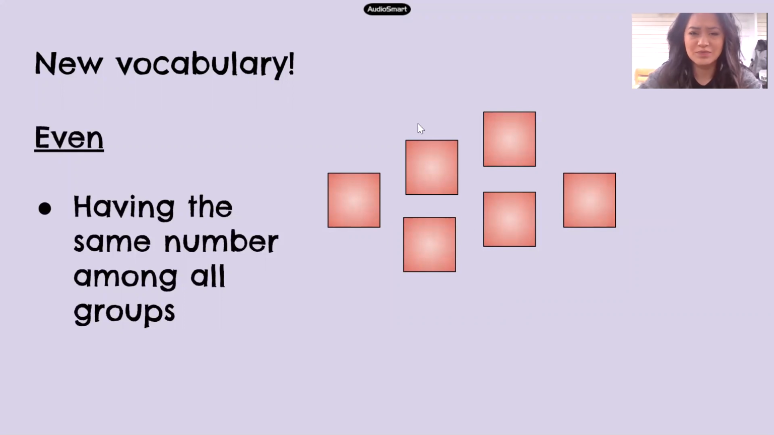All right, so in this little picture here, you see a ton of objects. Let's count these objects together. 1, 2, 3, 4, 5, 6. I have 6 squares. If I were to divide these squares into 2 groups, would both of my groups have the same number?